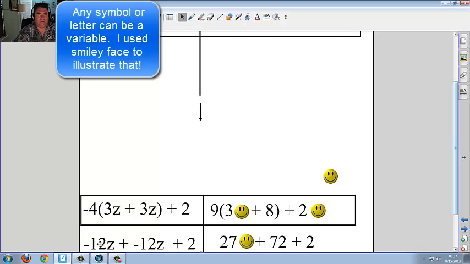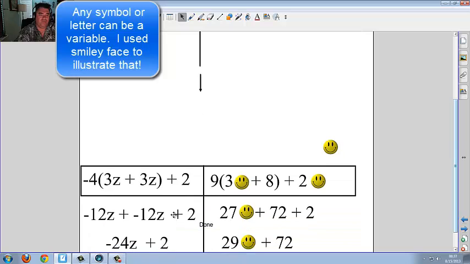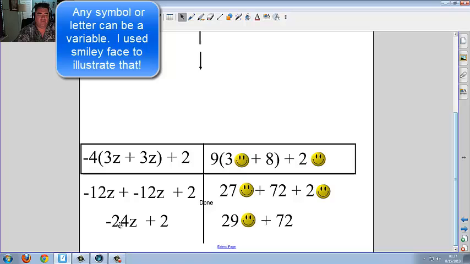Negative 4 times 3z is negative 12z. Negative 4 times 3z is also negative 12z, plus 2. No, you put down 2. And negative 24z plus 2 is your answer.